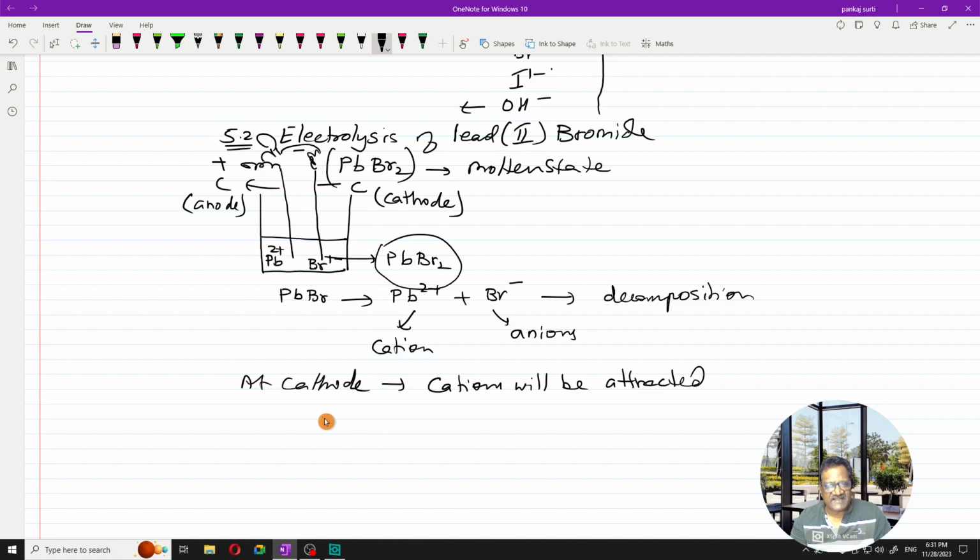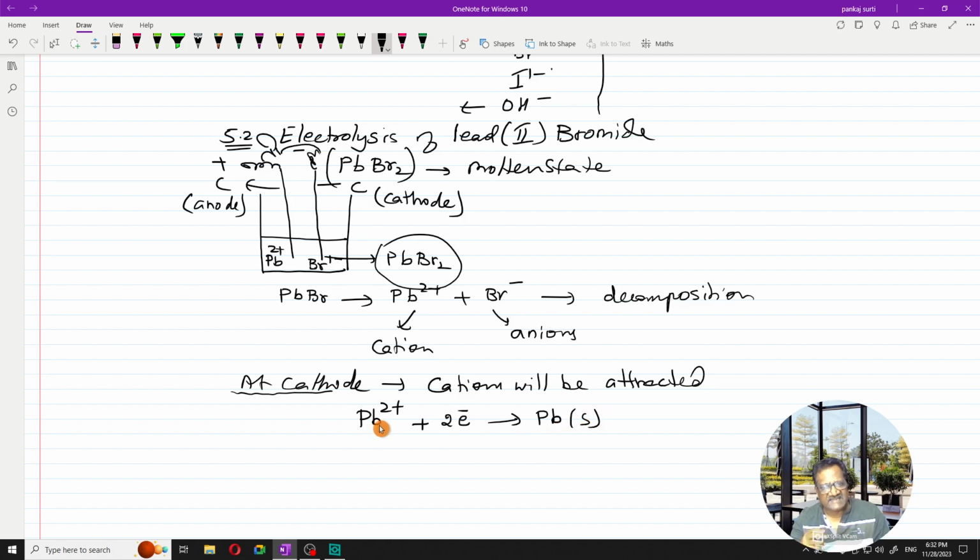Now which is the cation in this case? It is lead, Pb2+. This will move towards the cathode and ultimately reach near the cathode. The cathode, as I told you, is full of electrons and is ready to give its electrons. So this lead 2+ will accept 2 electrons from the cathode, and the 2 electrons will nullify the 2+ charge of the lead ion, so this cation will be converted into lead solid metal.